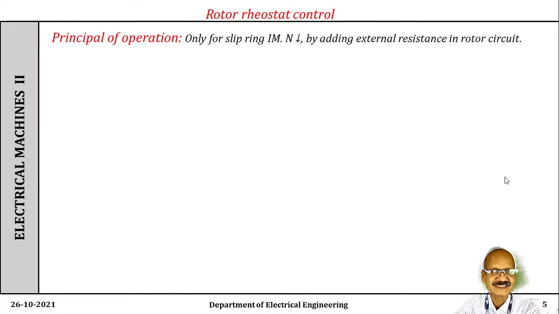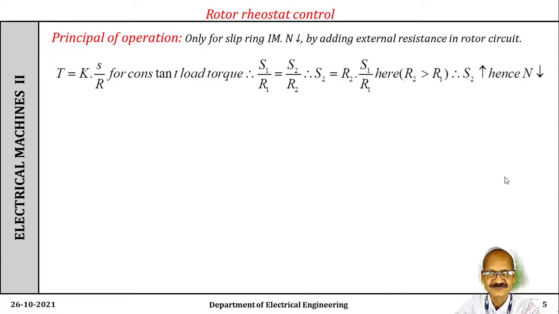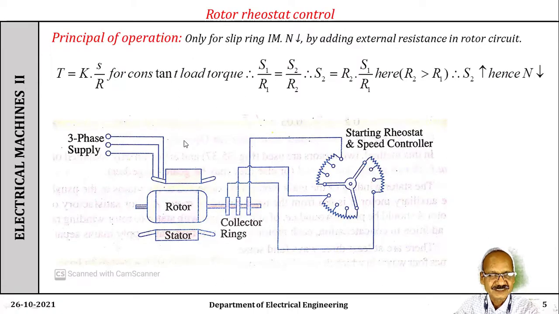Now this method is generally used for the slip ring induction motor. Now pay attention. For a 3-phase slip ring induction motor, the stator may be either star connected or delta connected, but the rotor is always star connected in order to add the external resistance in the rotor circuit via the slip rings. For simplicity, I have not shown here the star connected rotor winding.